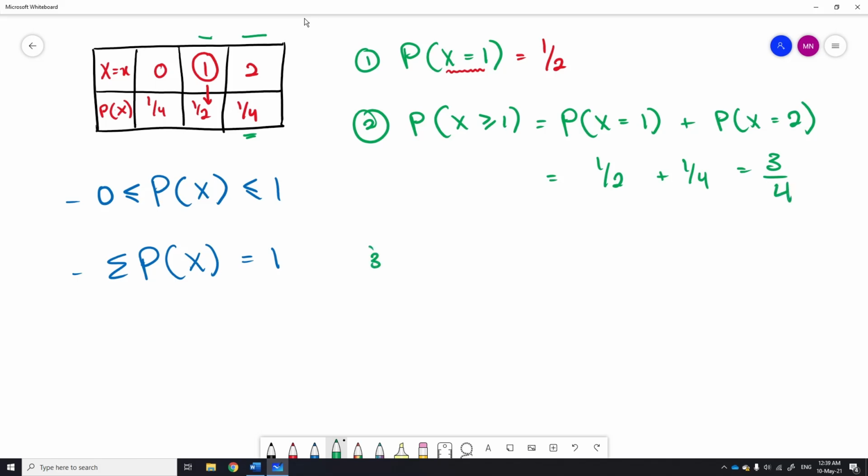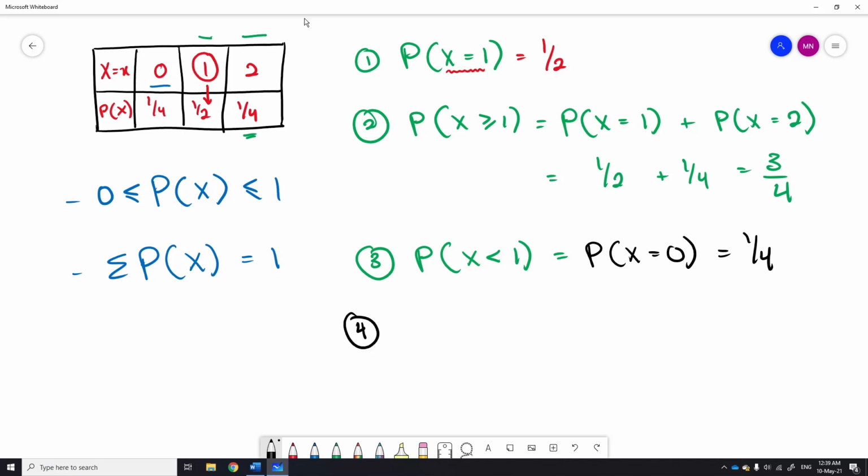Question number 3: probability of x less than 1. Probability of x less than 1 is only for the random variable x equal to 0, because it doesn't want x equal to 1, only the value that is less than 1. So it equals probability of x equal to 0, and that is just 1 over 4.